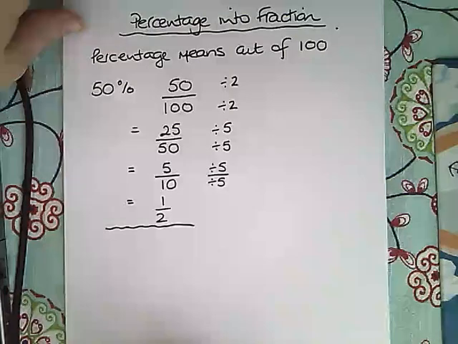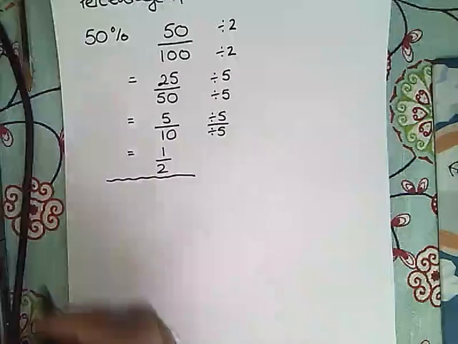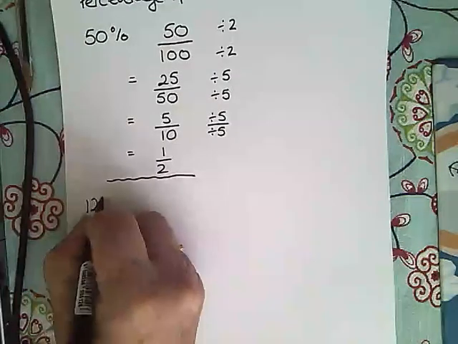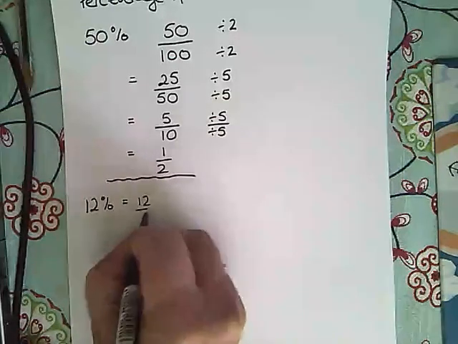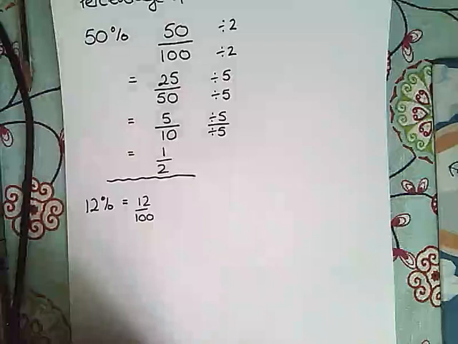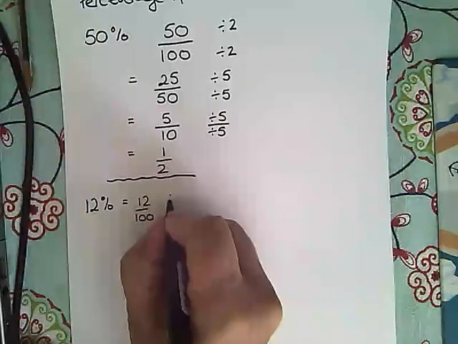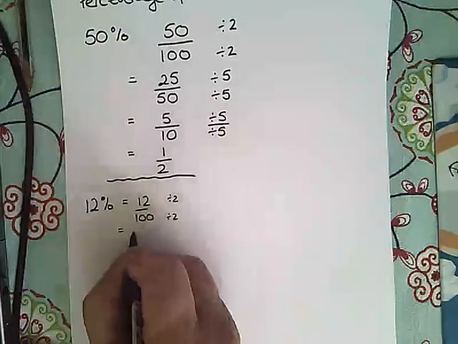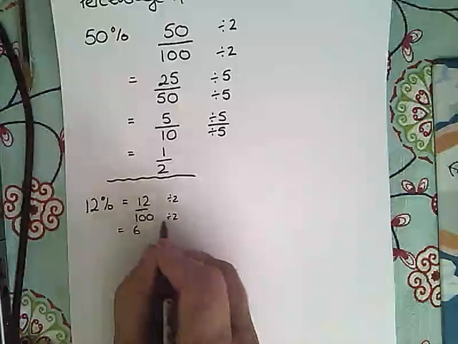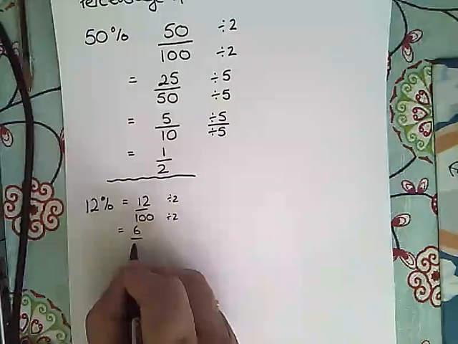I'm going to do a few more examples. I've got 12%, which I'm going to convert into a fraction. So I start off by writing 12 over 100. Now 12 and 100 are both even numbers, so that means that 2 will go into them. So I'm going to divide by 2, divide by 2. 12 divided by 2 is 6. 100 divided by 2 is 50.